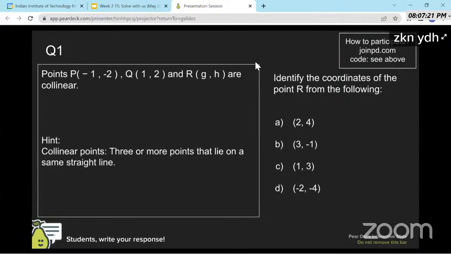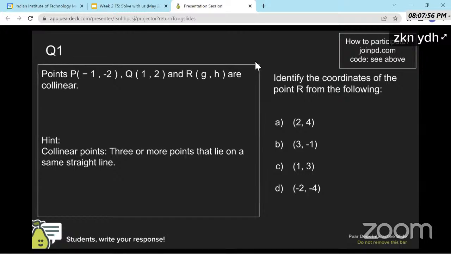As I told you, I'll be giving you a question, then I'll give you some time to solve it. You will appreciate this better once you're solving with me. Now here you can see 3 points are given: points P, Q, and R, and their coordinates are given, and it says they are collinear. Now you have to identify the coordinates of point R, because it's given as G, H, and that is something you have to find out. One hint is given: these points are collinear. Identify the coordinates of the point R from the following.